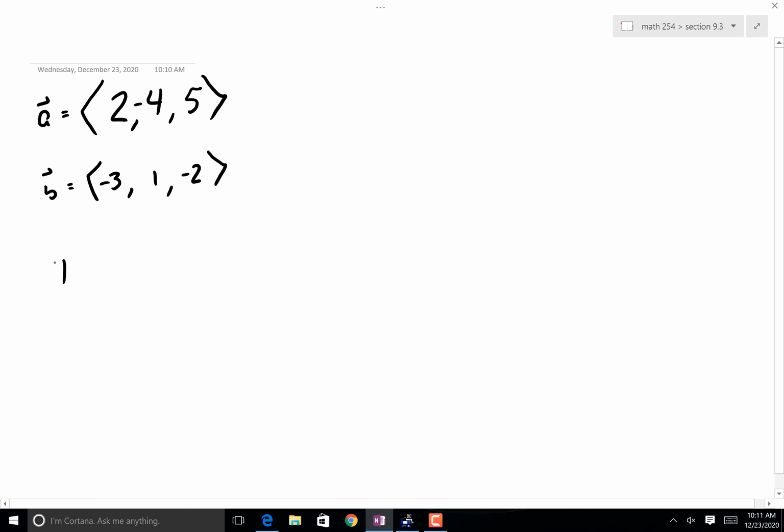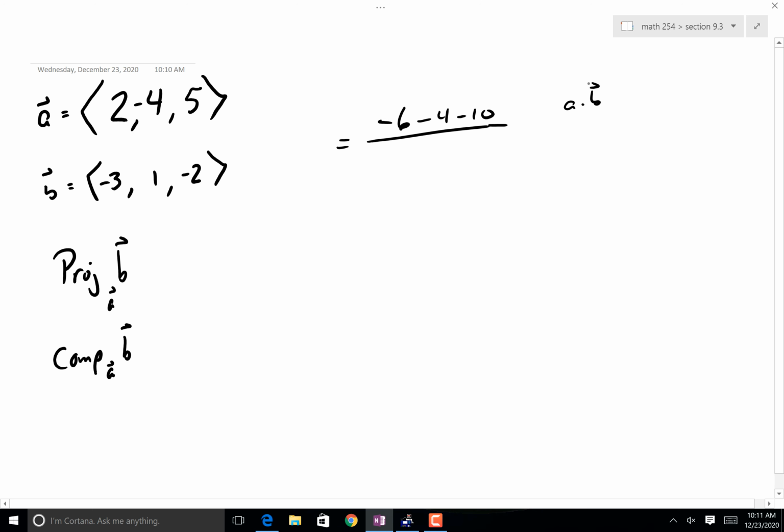So again, if I want to do the projection of, I'm going to do them both here. This time I'm just going to do B onto A. You guys can figure out flipping it the other way. You're going to do this bottom one first because it just makes sense. So what you're going to do is A dot B. It's going to be -6, -4, -10. Over the magnitude of A. And this is equal to the component projection. The magnitude of A would be the square root of 25 and 16, which is 41, plus 4, the square root of 45.